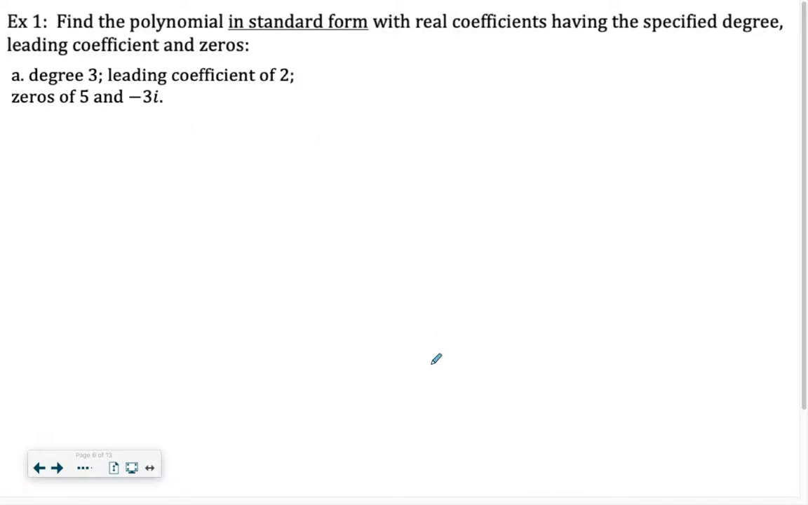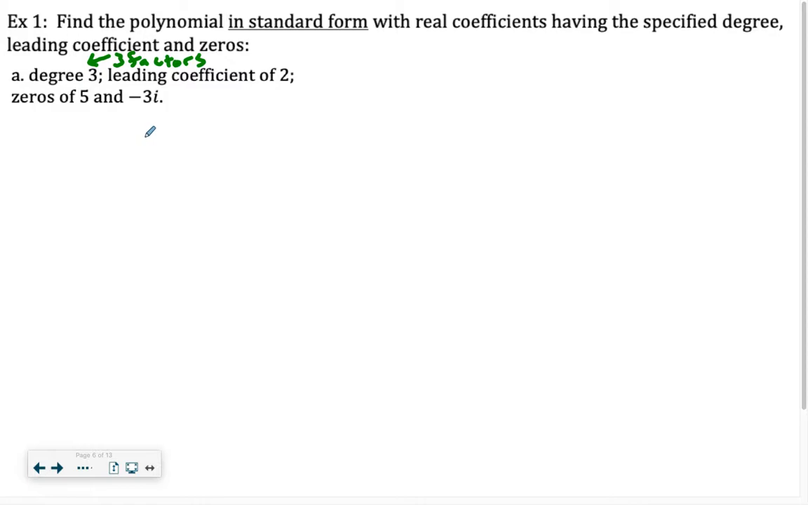So our first example is finding a polynomial having the specified degree, leading coefficient, and zeros. In this example, we want to write a polynomial that has a degree of 3. That means I'm going to have 3 factors. So a degree of 3, let's make a note, means 3 factors. I'm going to have x minus something 3 times. The leading coefficient is going to be 2, so that's just going to be the number out in front. And then they give me 2 zeros, 5 and -3i.